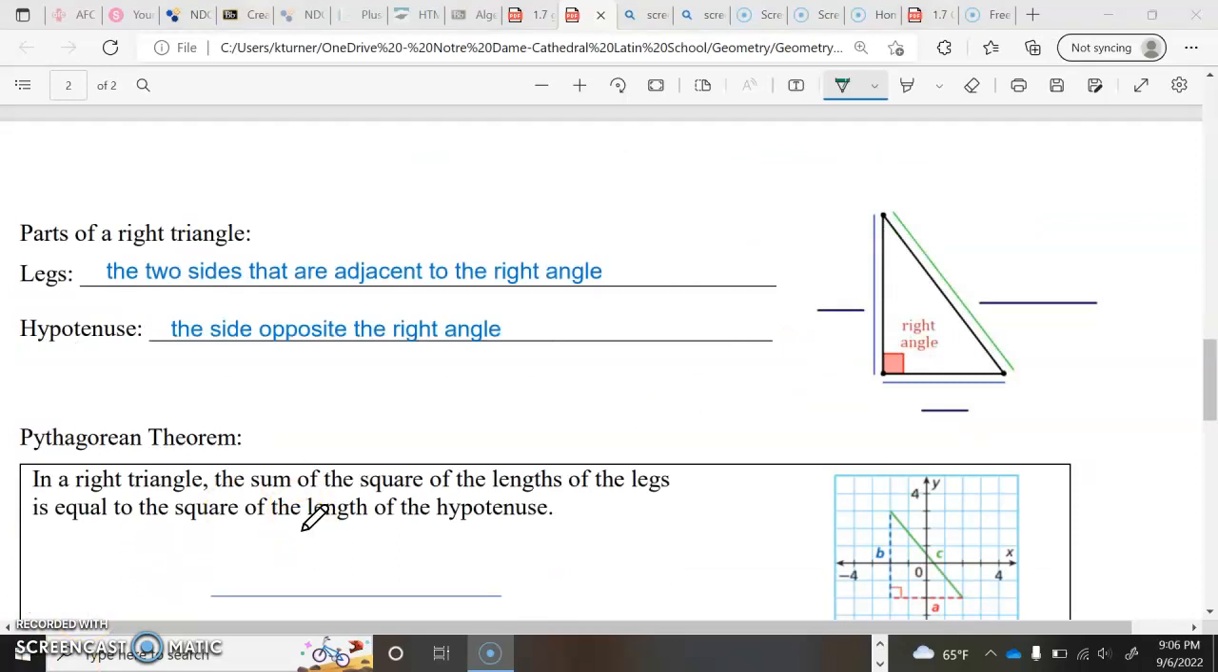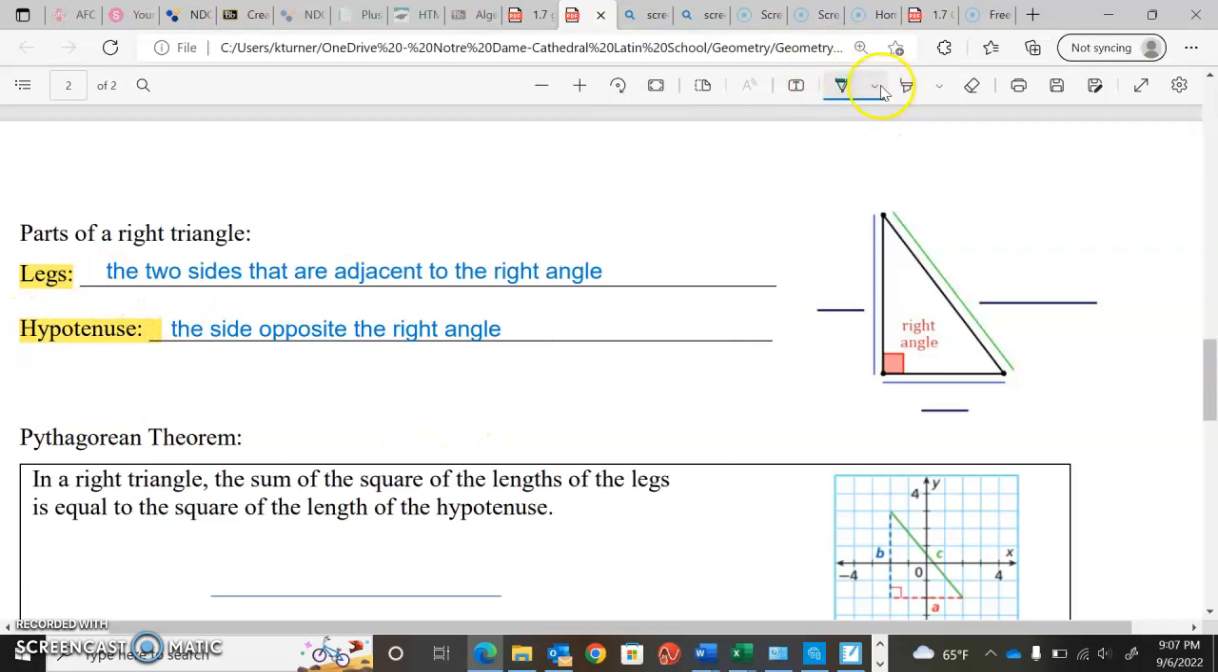All right, now we're going to finish up with looking at a right triangle, which we are going to study a lot more in depth later this year, but just to give you a little piece here about the relationship between the three sides of a right triangle. So first we need to know a few terms in order to understand this. In a right triangle, we have what are called the legs and the hypotenuse.